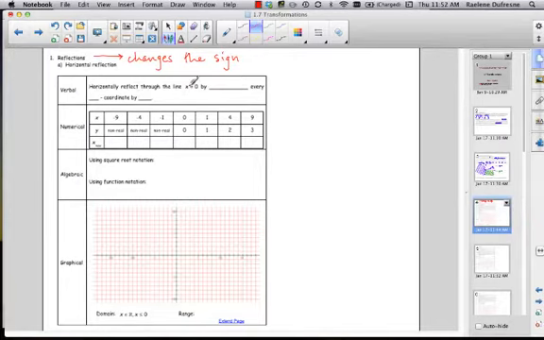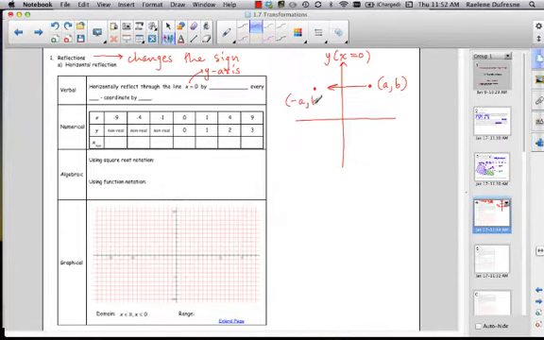Horizontally reflect through the line x equals 0, also known as the y-axis, in order to get a horizontal reflection. So if I take a point here, located at (a, b), and I reflect it through the y-axis, or the line x equals 0, I change the sign of the x-coordinate.